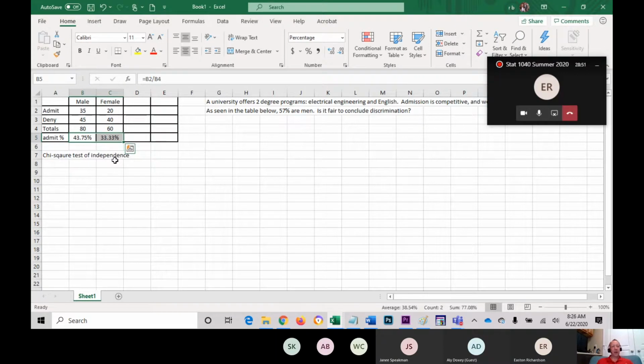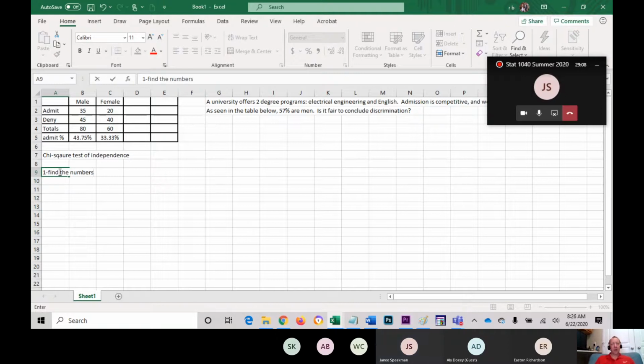All right. So whenever we do a hypothesis test, what is the first thing that we're supposed to do? List the numbers. Find the numbers. Okay. All right. So in this case, the numbers are already here. We do have a total for here. We do not have a total for the rows though, so that's something else you're going to need to do. So we've got column totals. Let's go ahead and get the row totals as well. Okay. And actually I need the grand total as well.